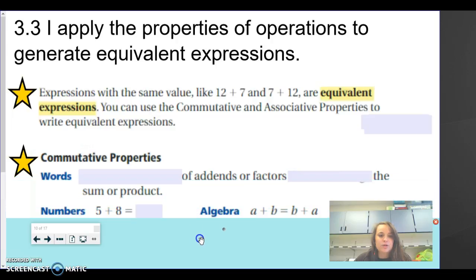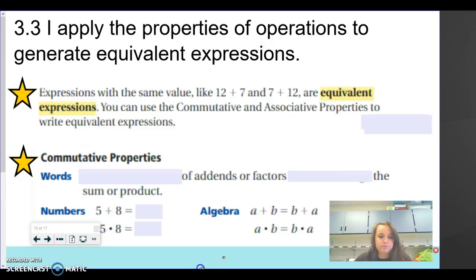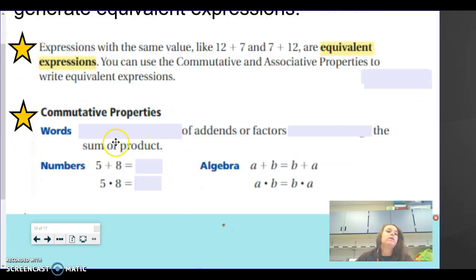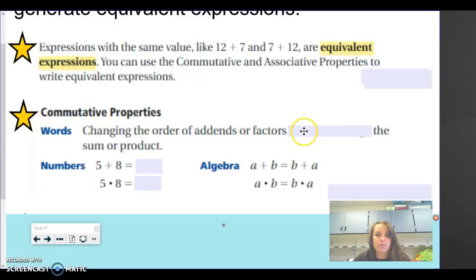Okay, so commutative property. I'm going to scroll down so you can see it a little bit better. The commutative property means that changing the order of the addends or the factors, so the numbers that you're using in these math problems, does not change the sum or the product. 5 plus 8 is going to be the same thing as 8 plus 5.